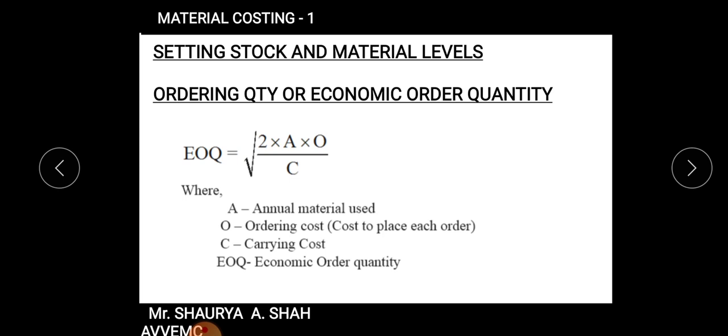Now many a times, students, they will add one more thing in there: the carrying cost which we saw just now will be given in percentage. That is, certain 10% is your carrying cost, 15%. What you need to do is just add price per unit in the denominator in this formula. So the new formula will be EOQ is equal to under root 2AO upon CP. So C will be, again, the percentage, and P will be your price per unit. So 2AO upon CP. I hope everyone is clear with this part.